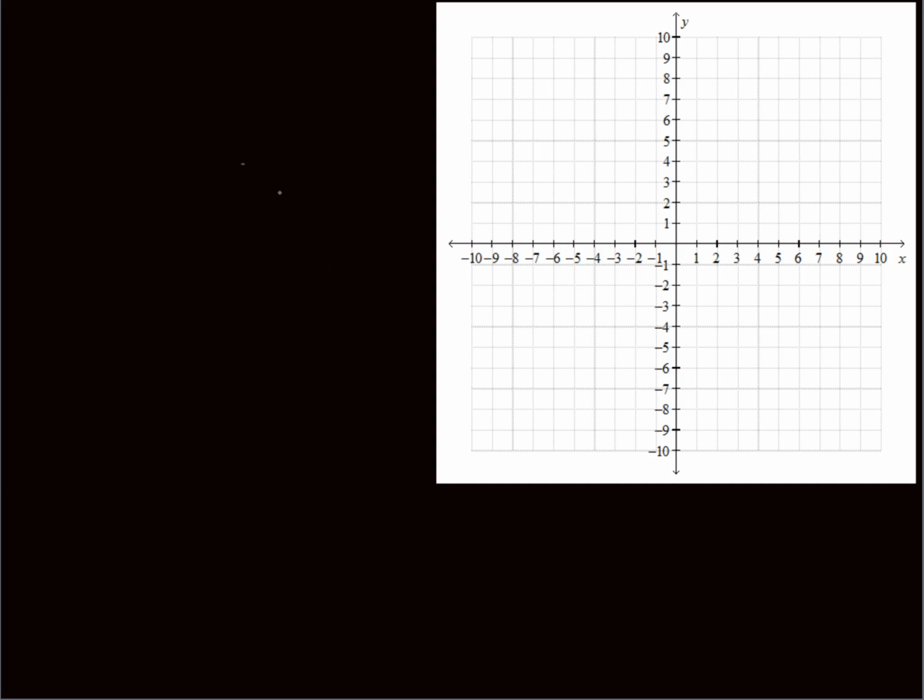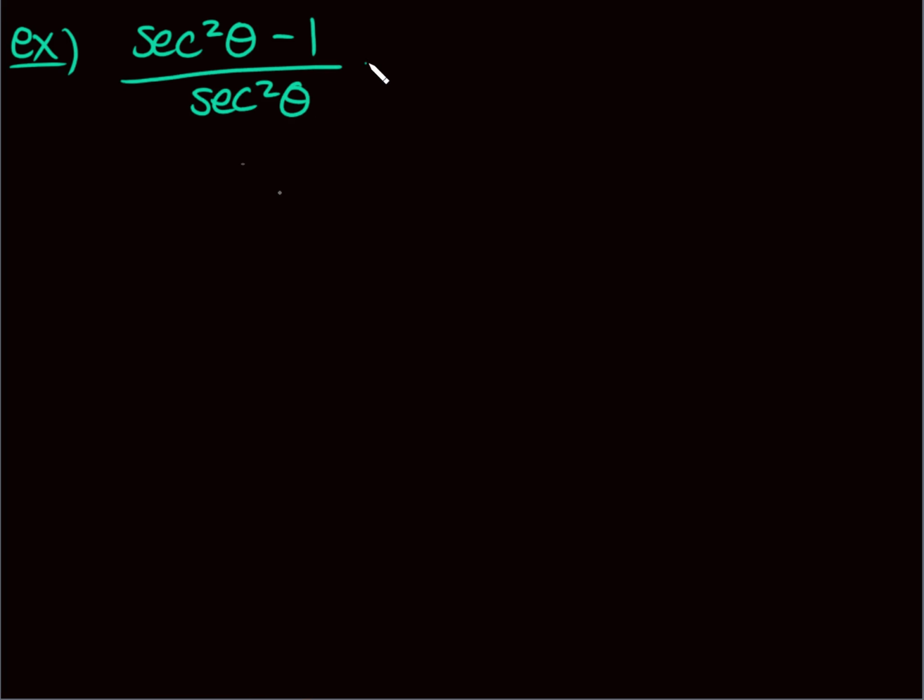Okay. So now that I've written down those tips for you, I'm just going to do a bunch of examples. So let's look at that first example. For all of these, I'm going to write down an identity, and my goal is going to be to prove it. So let's look at secant squared minus 1. This is what I want to prove. I want to show that secant squared minus 1, all divided by secant squared, is equal to sine squared.